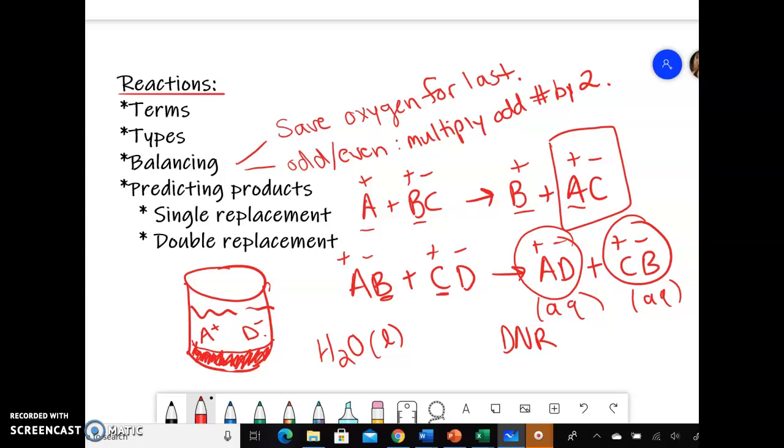And that is it for the lesson today. Make sure you practice writing these reactions, balancing them, and as always, check your answer in the back of the book.